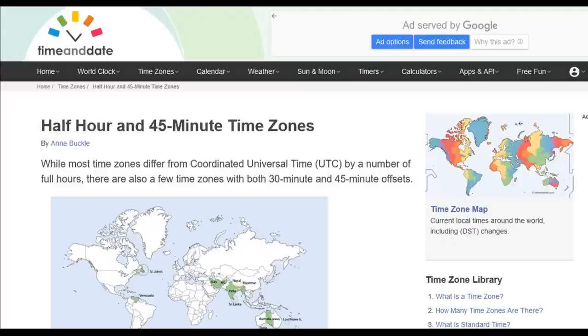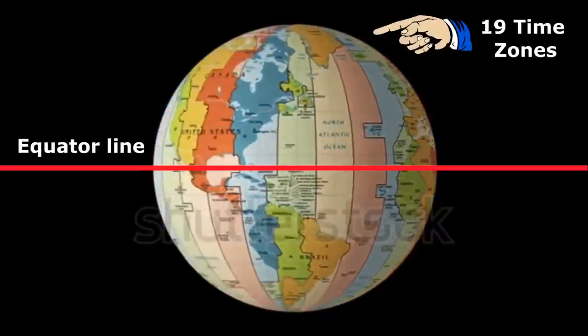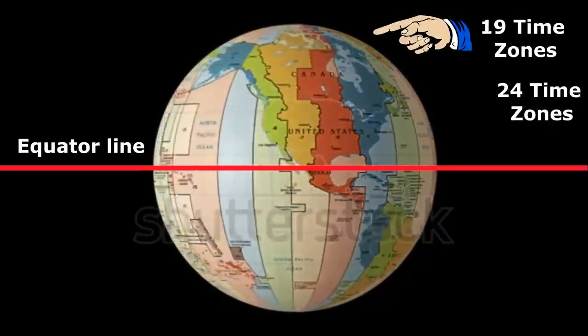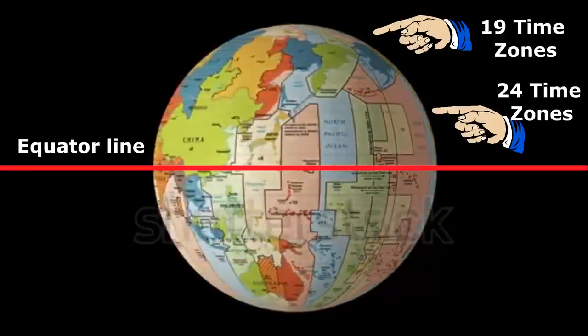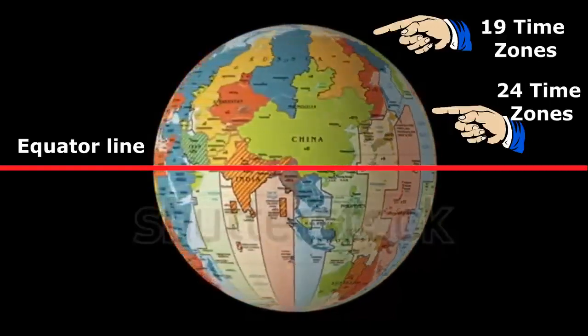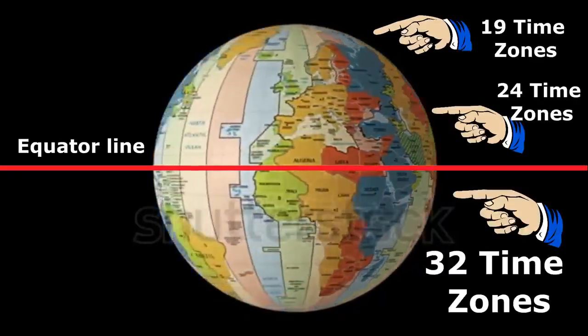Below the equator we have extremely weird time zones, 30 minute time zones, 45 minute time zones. It's the way they found to hide the extensive amount of land below the equator. The globe makes no sense. You have 19 time zones on the top of the globe, followed by 24 time zones between the 40th parallel and the equator, and then below the equator you have 32 time zones.